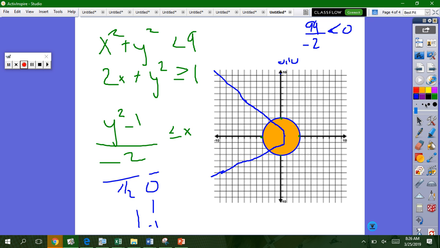Right? So therefore, I'm going to use the highlighter again and do it with this yellow. That means my shaded region is out here. So where do they share? It has to be inside the circle but outside of the parabola. So where they share is the Pac-Man looking part. Is everybody okay with that? Any questions on that?